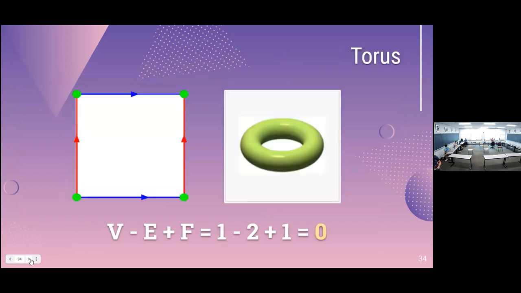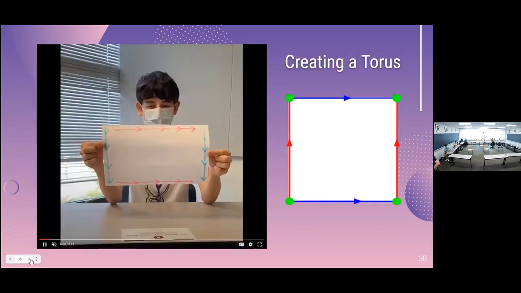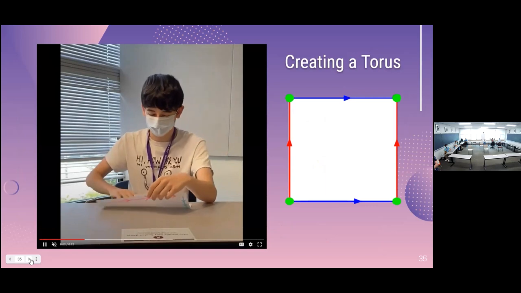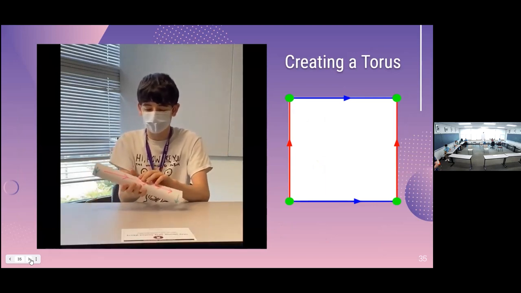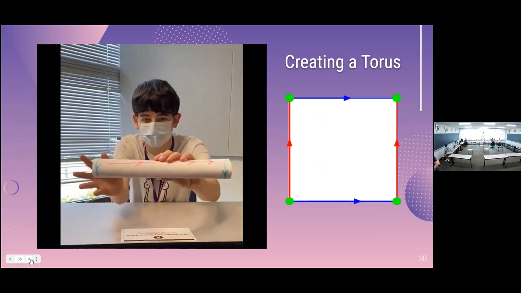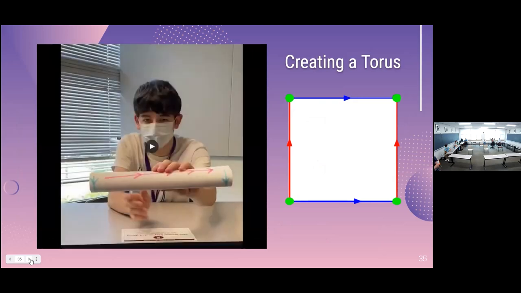So the left projection is a 2D map of a torus. If we align the edges, we would form the torus. We need to count the edges and the vertices that are the same, and those are shown in the same color. So first we would fold together the red edges because they're the same edge. And then we would take the blue edges and fold them together and we would form the torus.